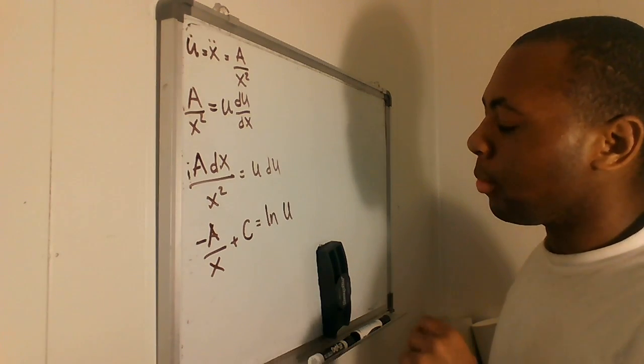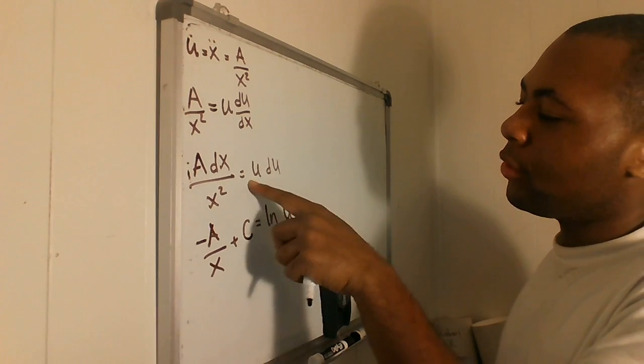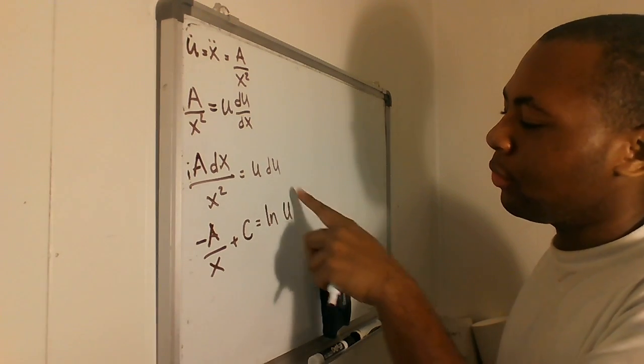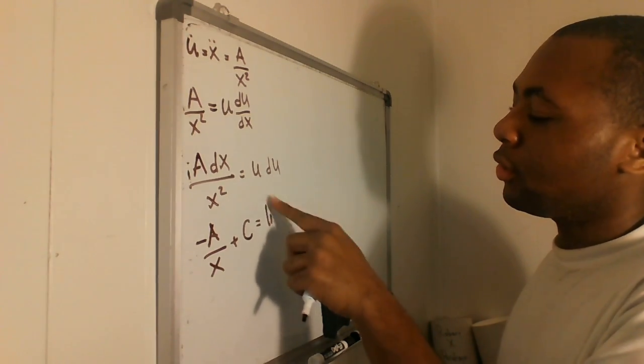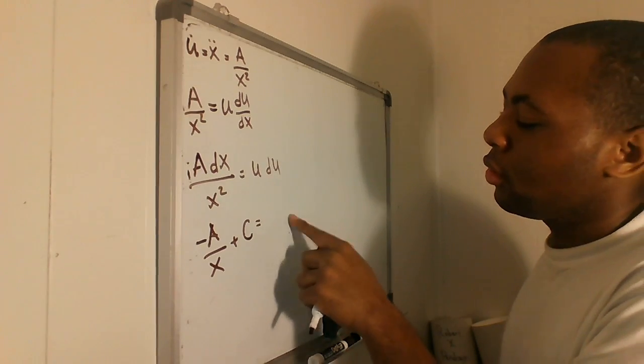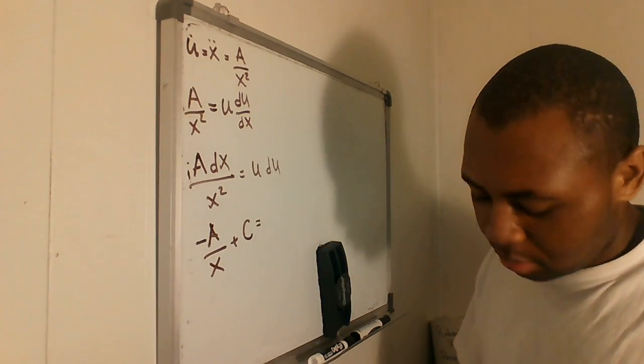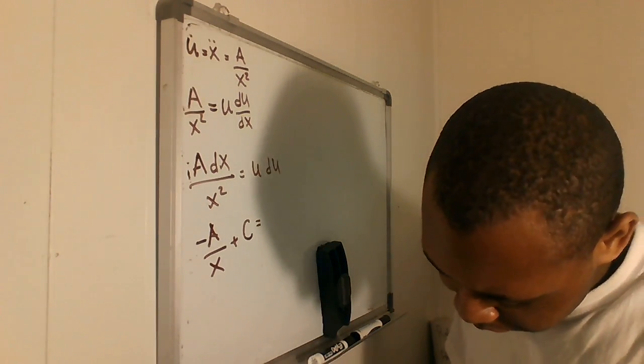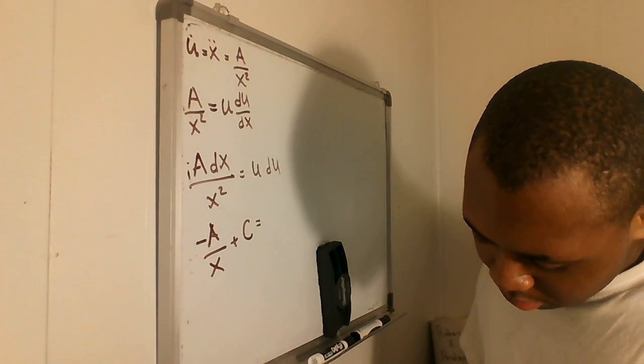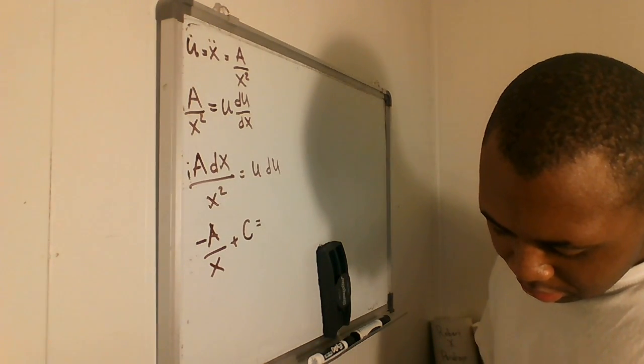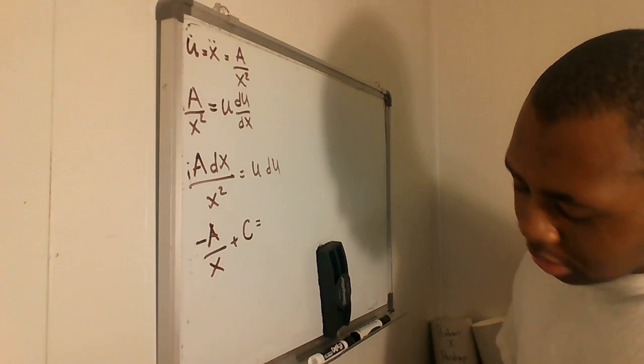Natural log of u. Hold up. Problem. It's u du, not natural log of u. Oh, I think I made a mistake. Robert made a mistake.